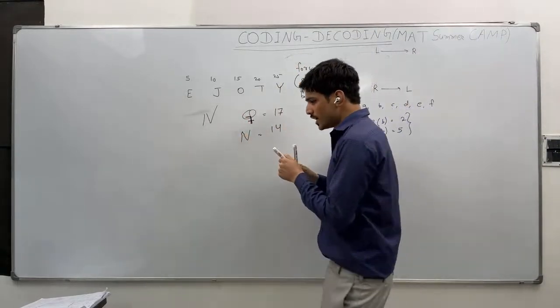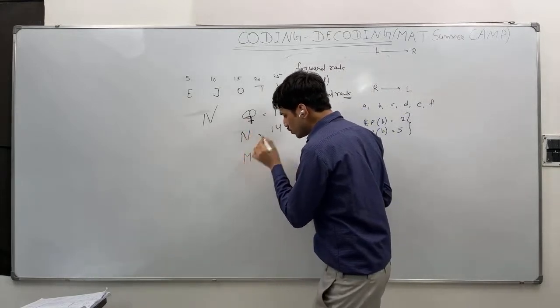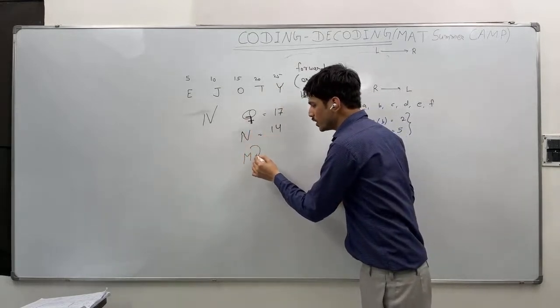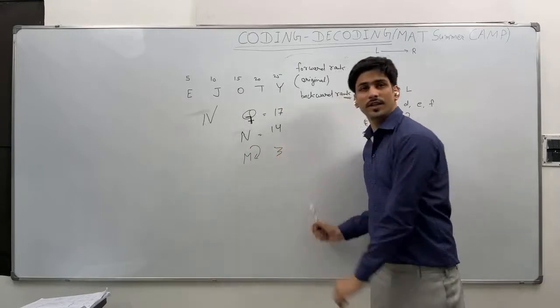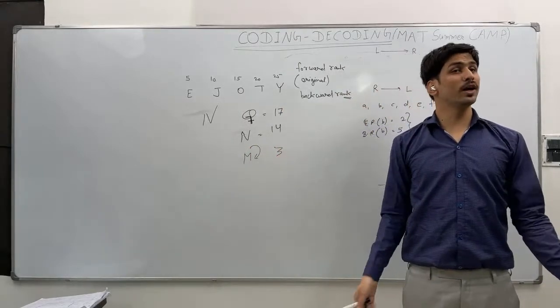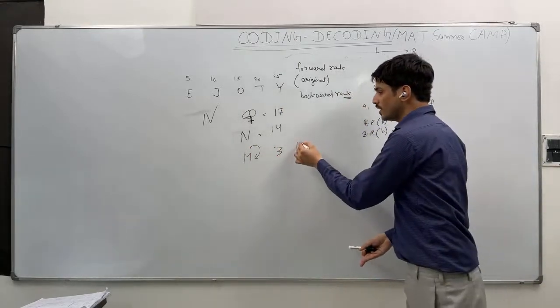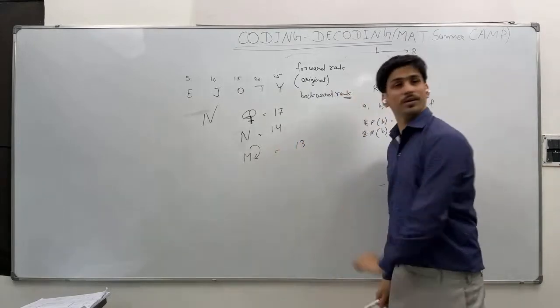N is okay. Let's say you want to know the rank of M. So first of all, what do you do? You rotate it by 90 degrees. Then is it looking like a 3? But we know 3 cannot be the rank. Then what comes after 3? 13. So rank of M is going to be 13.